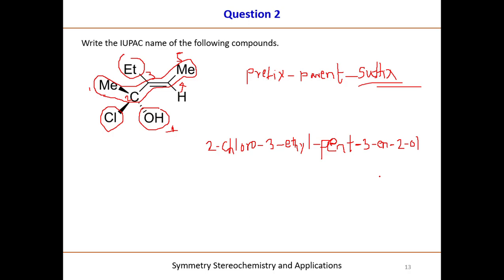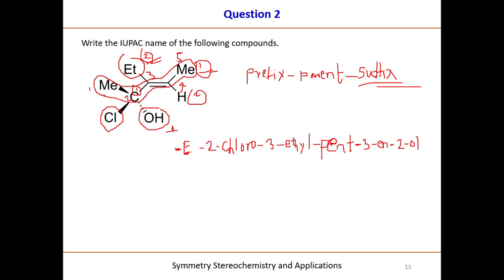Now we have to find the E/Z and R/S nomenclature. So first we will find out the E/Z. So what's the E/Z nomenclature here? In methyl and hydrogen, first priority will be given to methyl group, second is hydrogen, correct? In this case, first priority will be given to this whole group and the second will be given to the ethyl group. Now you can see here we have two and one on the same side, that means it is an E alkene. It's an E alkene.